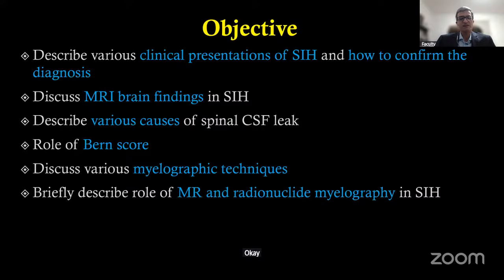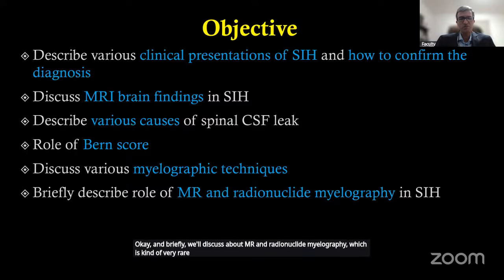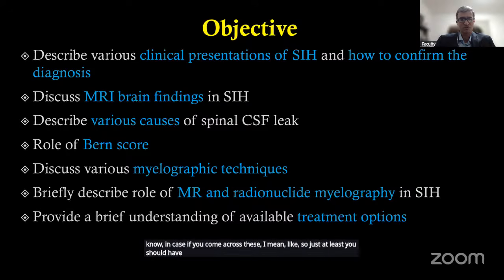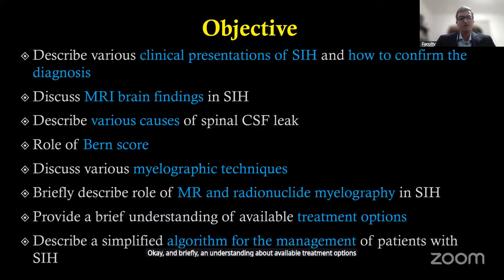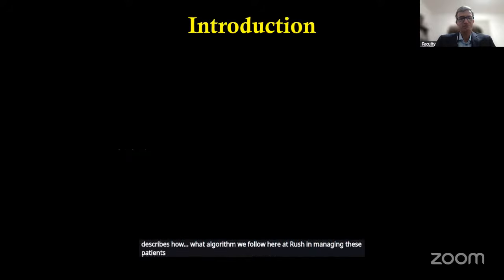Okay. And briefly, we'll discuss MR and radionuclide myelography, which is very rare. People usually don't do it, but in case you come across these, you should at least have seen some images of it. Okay. And briefly, an understanding about available treatment options. And at last, we are going to have a flow chart which describes the algorithm we follow here at Rush in managing these patients with SIH.